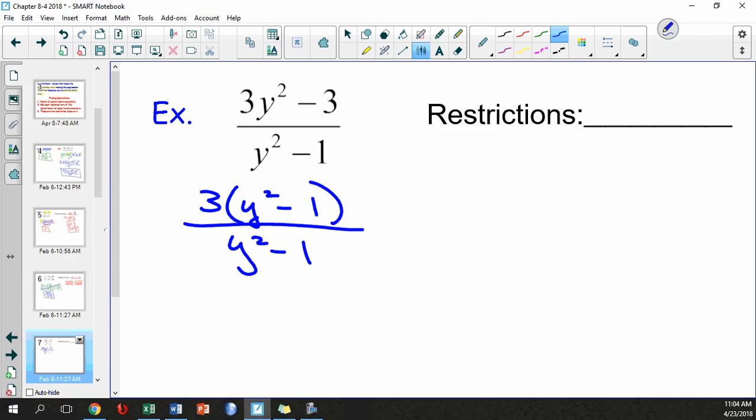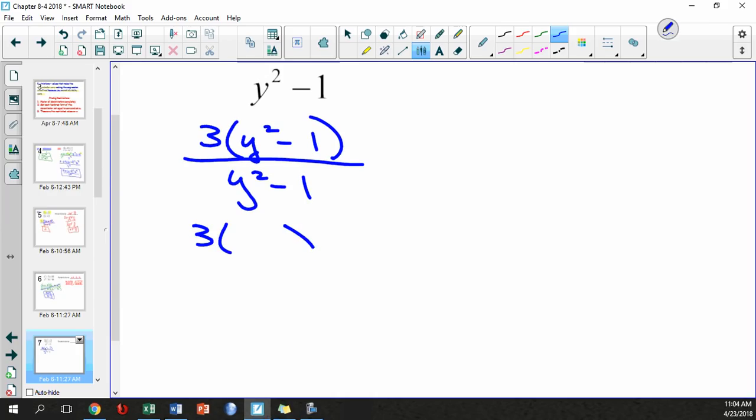Okay, now I'm not done factoring the numerator, am I? So I have to break the numerator down into 2 binomials. So how do I break down y squared? Y and y. I need to have a minus 1. So how do I get a minus 1? Can't hear you guys. Plus and minus. 1 and 1. Do we all see that? Yes or no? Okay, now look at the denominator.